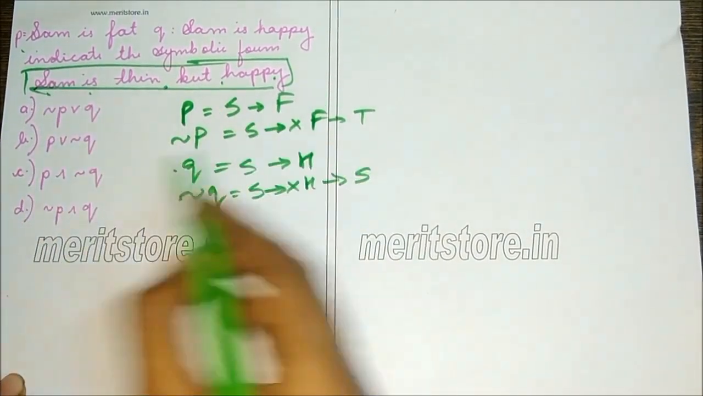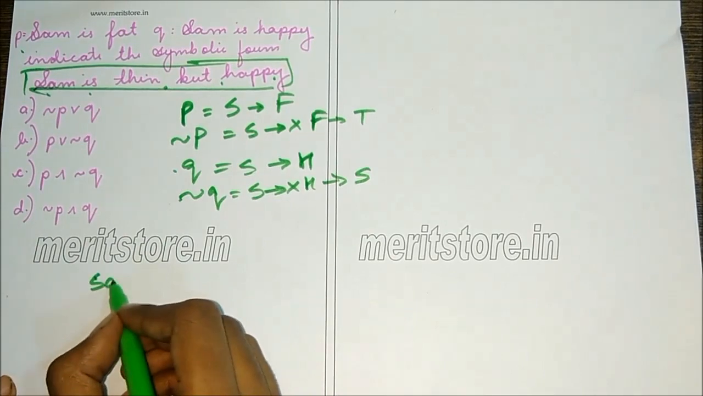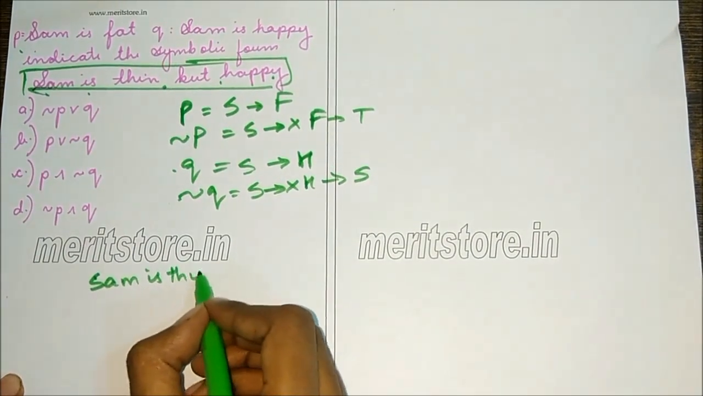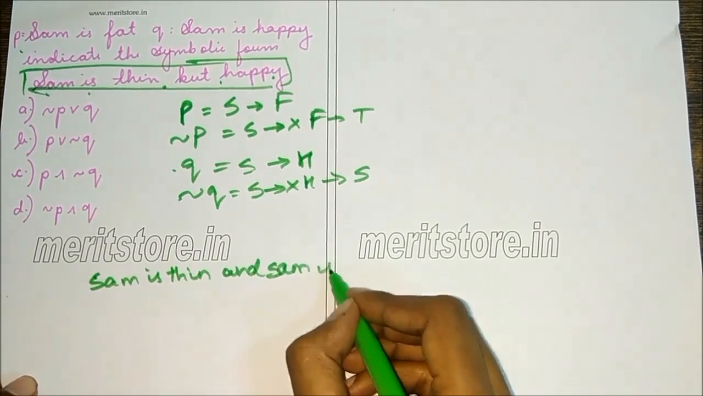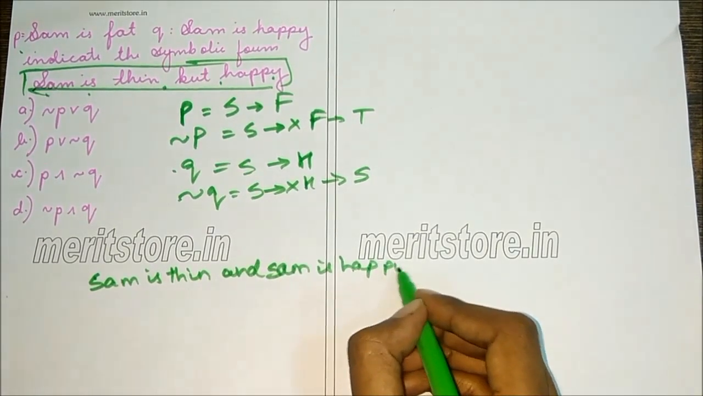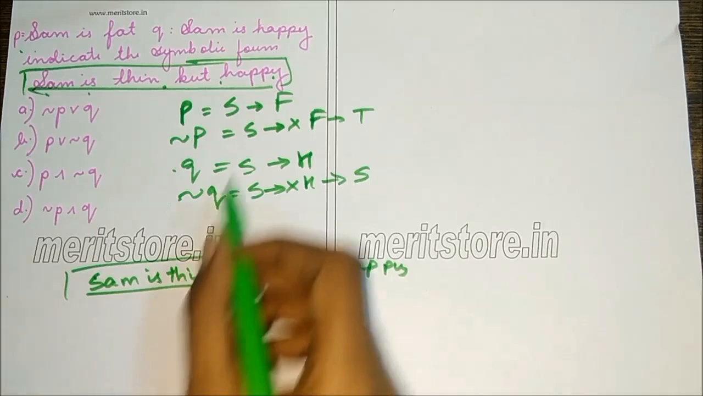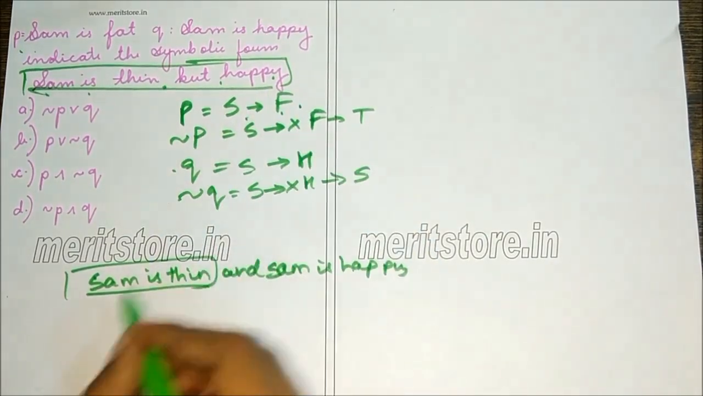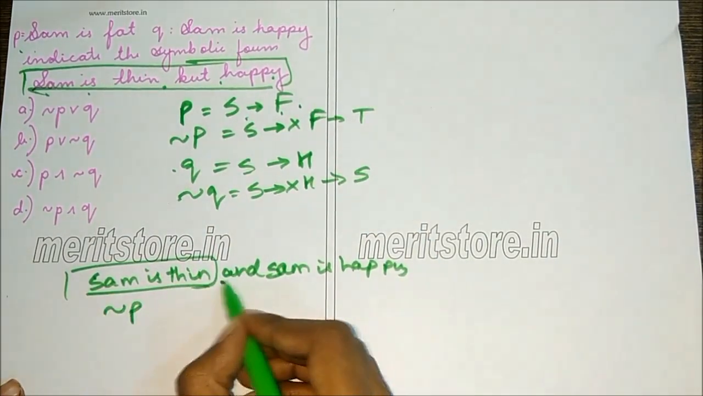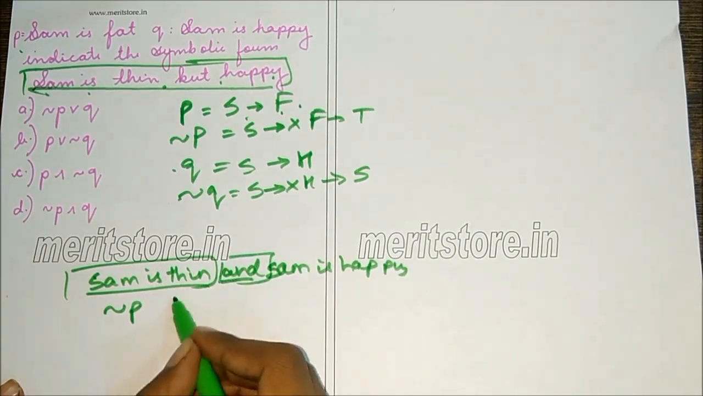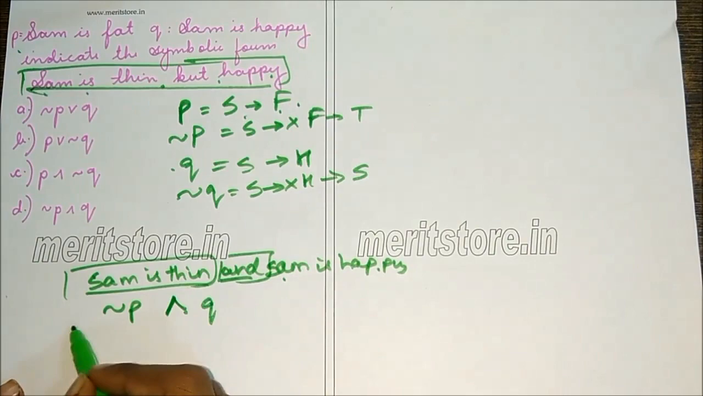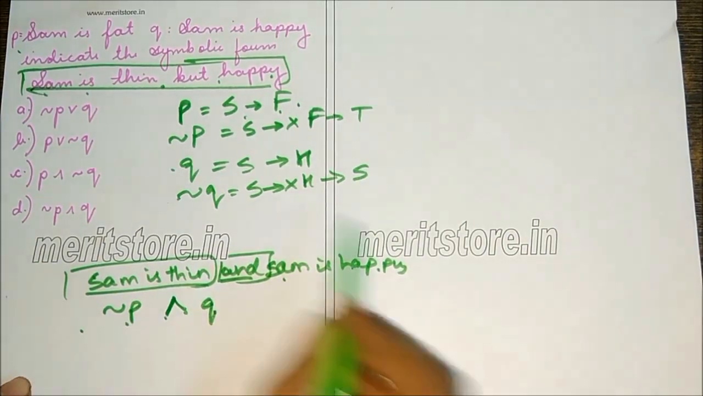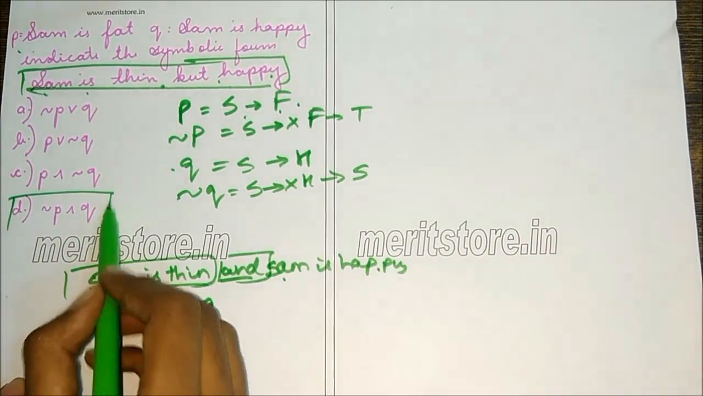Sam is thin but happy. This can be written as Sam is thin and Sam is happy. Sam is thin is the opposite of Sam is fat, which is negation of P. The conjunction used is and. Sam is happy is Q. So the answer is negation of P and Q, which is option D.